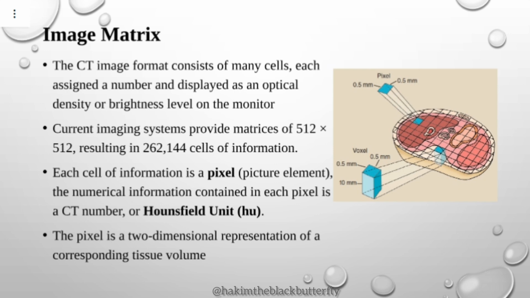So let's see what it means. When a radiation beam from the CT goes through the patient's body, the detectors at the end acquire what we call attenuation data. What does this all mean?